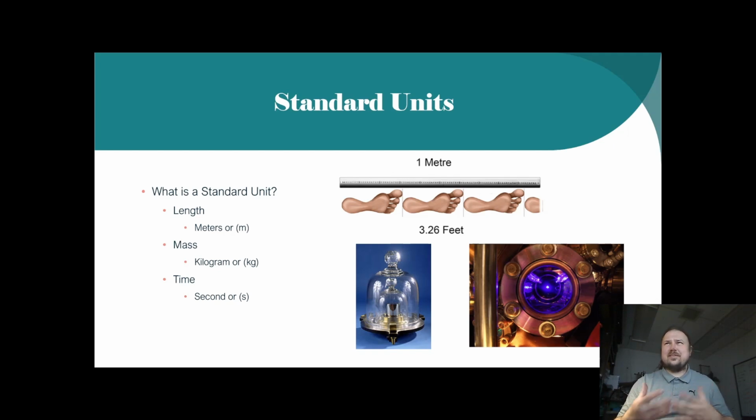It was 1,650,763.73 wavelengths. It was very, very accurate. It was close, and you could reproduce it in a scientific lab. You could have it, and it was more scientific, and it was Krypton, so it was more of a universal measurement.